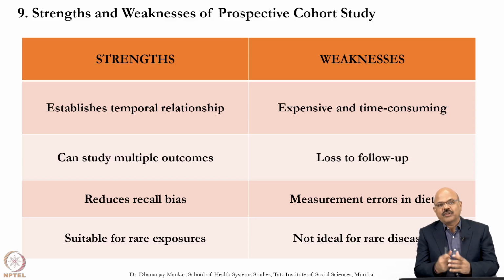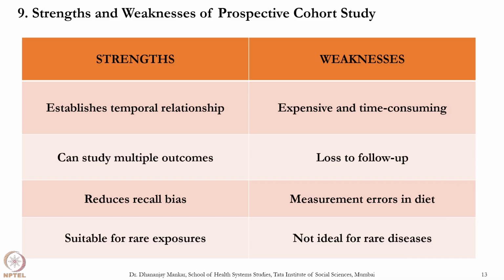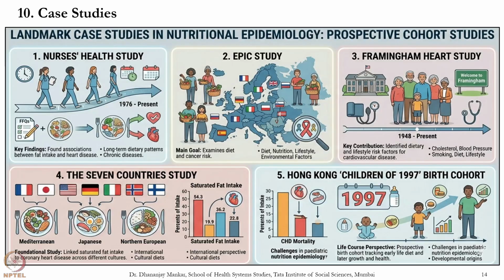In terms of understanding the strengths and weaknesses of the prospective cohort study, the strengths are: it establishes a temporal relationship, can study multiple outcomes, reduces recall bias, and is suitable for rare exposures and disease conditions. The weaknesses are: it is expensive and time consuming, there is loss to follow-up, there are measurement errors in the diet, and it is not ideal for rare diseases.